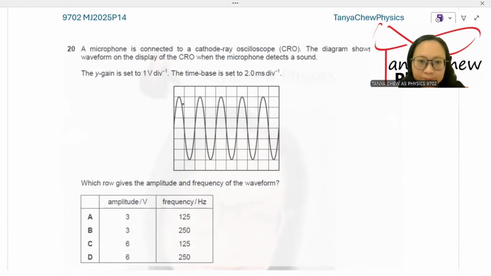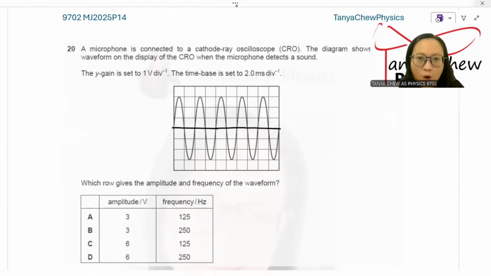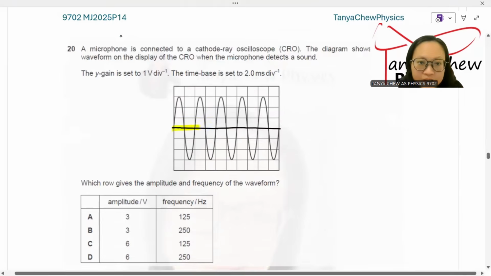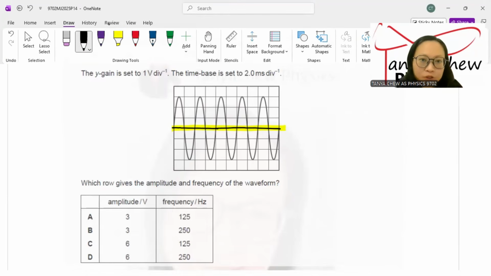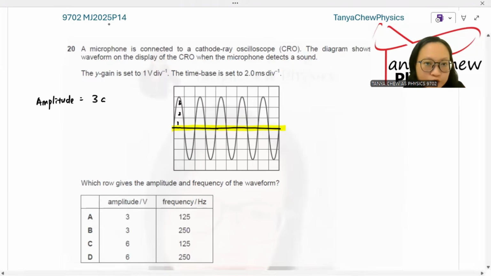So you want to find the amplitude, you have to draw your equilibrium position or fixed position. Because after all, amplitude is the maximum displacement from equilibrium position. So if I want to find my amplitude, how many divisions involved? 1, 2, 3. So amplitude is equal to 3 divisions multiplied by Y gain, 1 volt per division. So amplitude is 3 volt, either A or B.